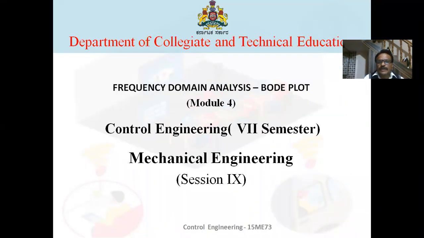Everyone, welcome to session 9. In this session, we are going to discuss another Bode plot worked example where K is unknown.